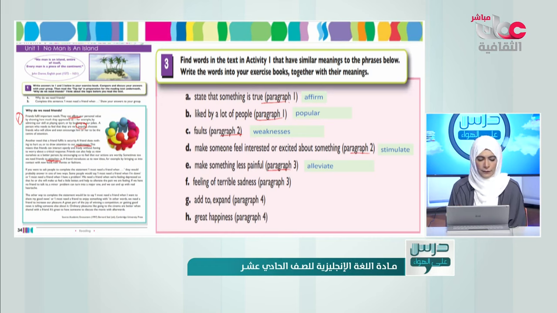alleviate. You can find that in paragraph number 3. Then move to have a feeling of terrible sadness. You have this heartache, which is a disease. Then you have gi, which is add or expands, because the word is increase, which is found in paragraph number 4. Here you have the word. Great happiness, which is pleasure or joy, that you have also in paragraph number 4.